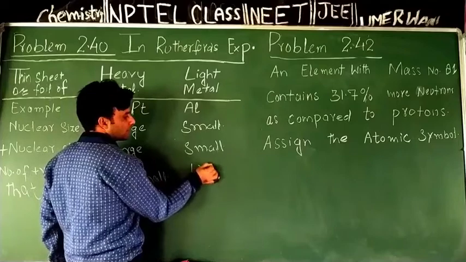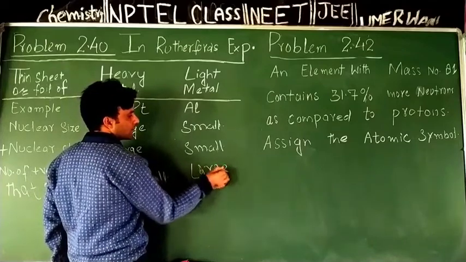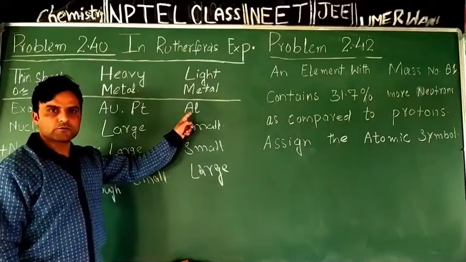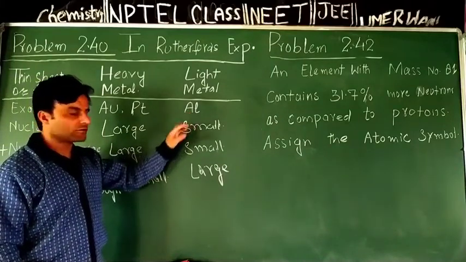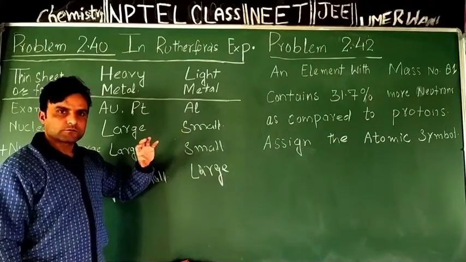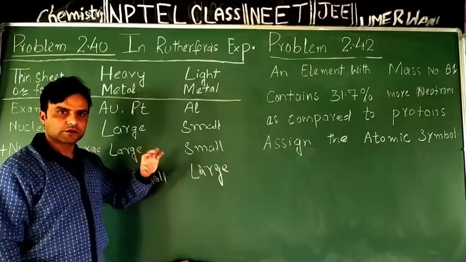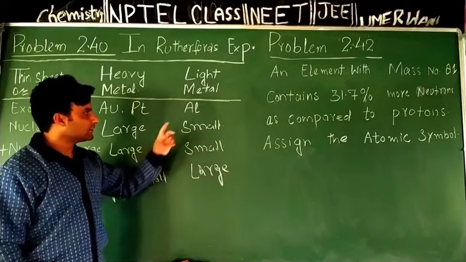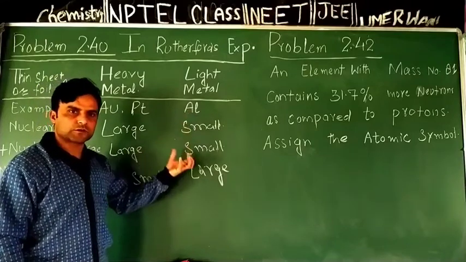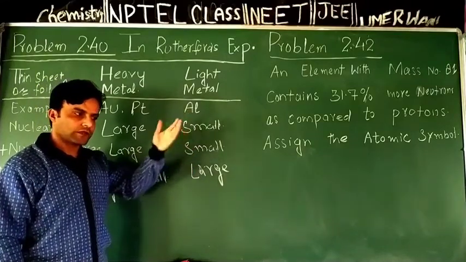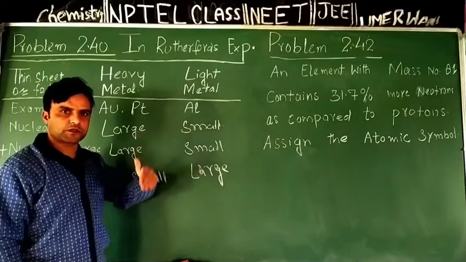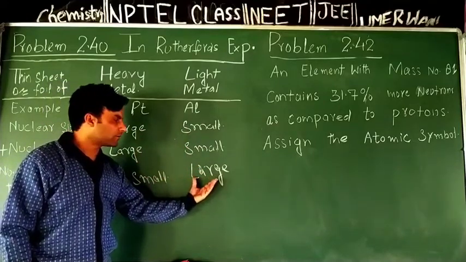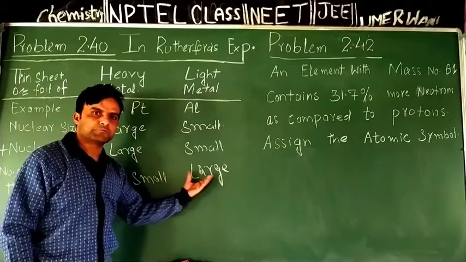The number of positively charged alpha particles that pass through an aluminum atom will be large. Why so? Because the dense, rigid, heavy, positively charged nucleus at the center of the aluminum atom is small in size. So the maximum of the space around this nucleus is empty. As a result, a large number of alpha particles will pass through.